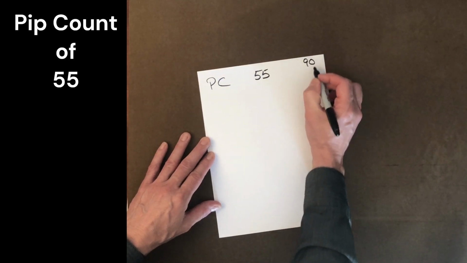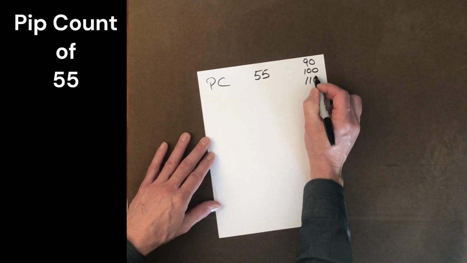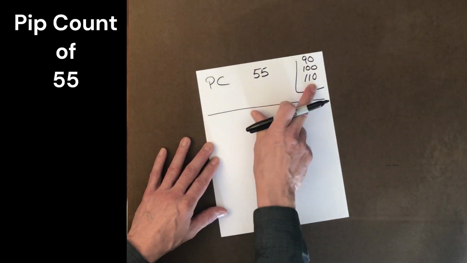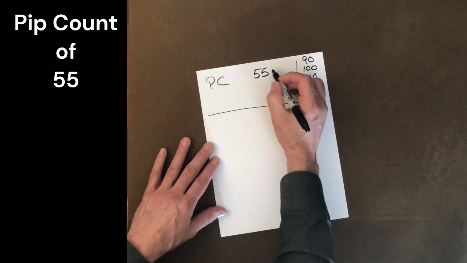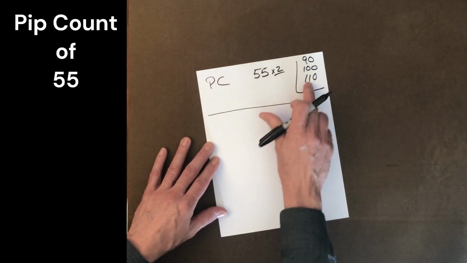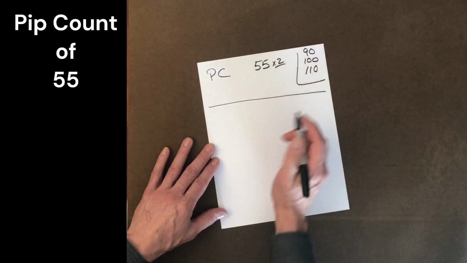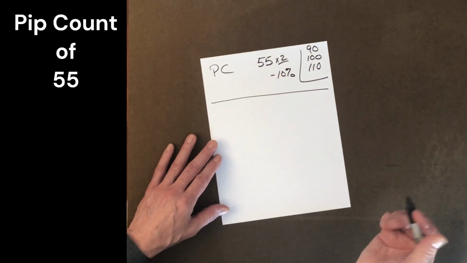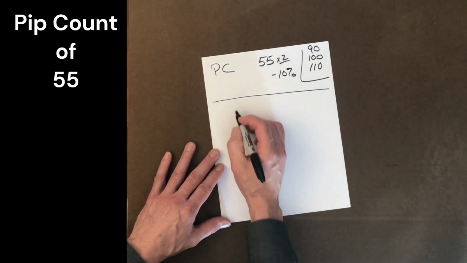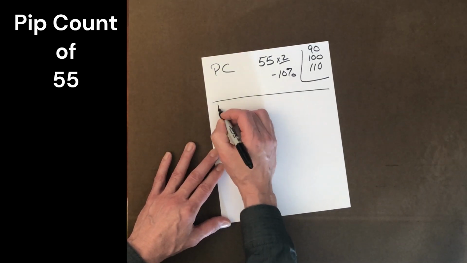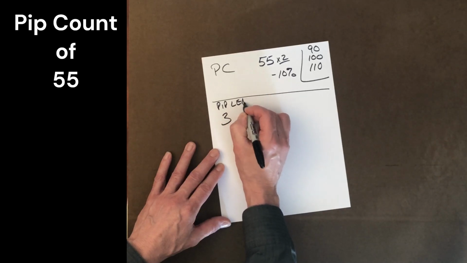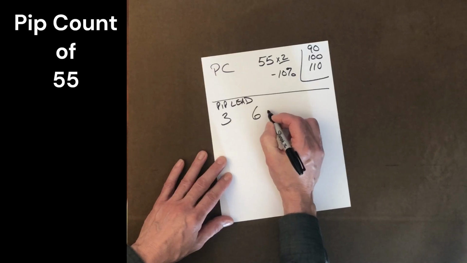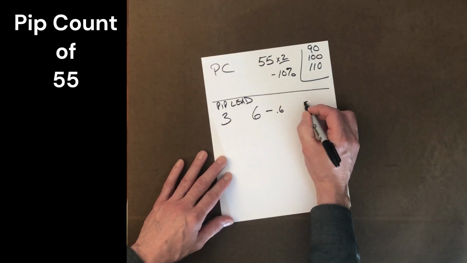Our targets are 90, 100, and 110. 100 is nice, but isn't going to work for us. Times 2, yep, gets us to one of our targets, 110. So we're going to multiply by 2. We're going to subtract 10%. So we have a pip lead of 3, converting that to a percentage. Multiply it by 2, subtract 10%, 5.4%.